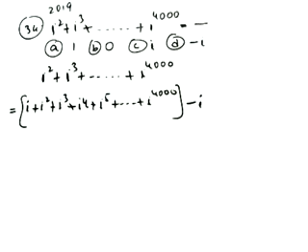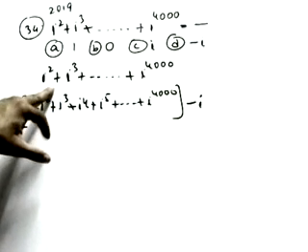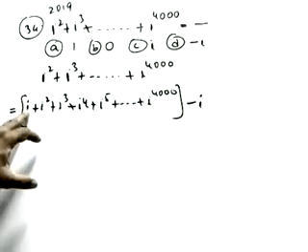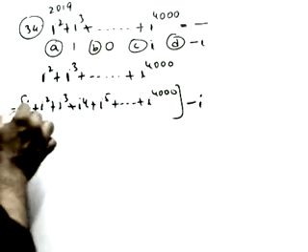Now see the next question: i square plus i cube plus i power 4 and so on up to i power 4000 equals to dash. Watch carefully, this is the given question. I did one thing: add i and subtract i. Then we can understand easily.